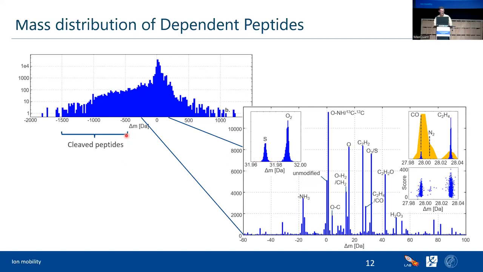You can also see a minus 1500 to minus 500 mass tail, which corresponds to the cleaved peptides. This is represented as a large negative delta mass. And we also have a reverse picture where we get extended peptides.